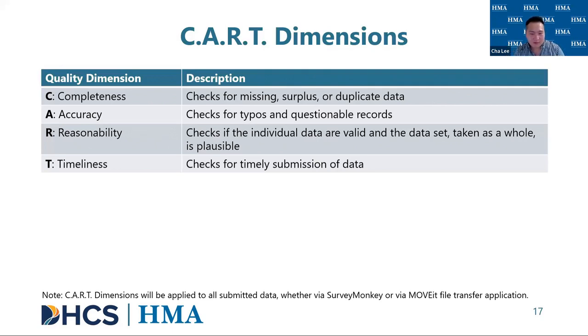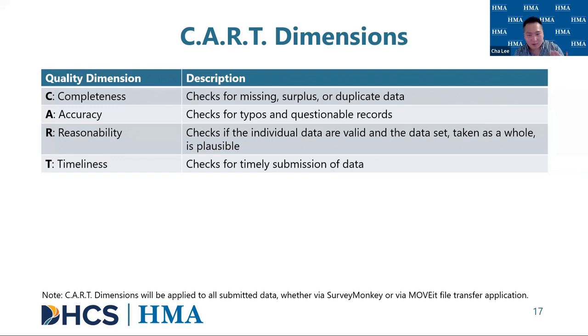Card dimensions. For quality assurance, or QA, we will follow the card dimensions that have been used by the SCS for the managed care plan. These are industry standard QA dimensions. So for us at HMA, we will look for completeness, accuracy, reasonability, and timeliness for submitted data, whether the data is coming from SurveyMonkey or being uploaded through the MOVEit file transfer application.